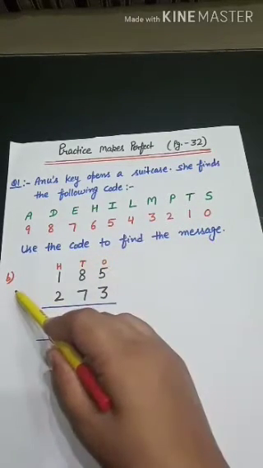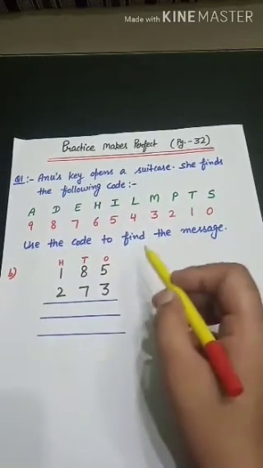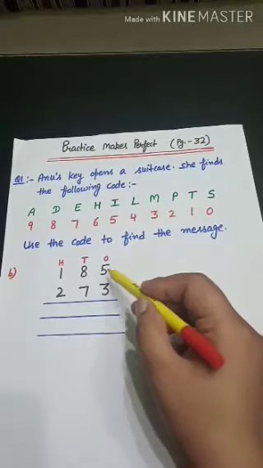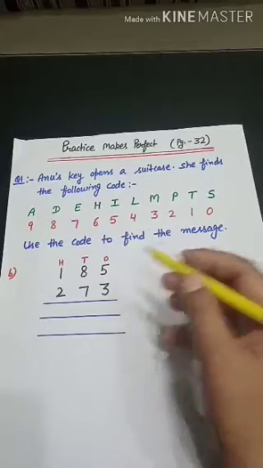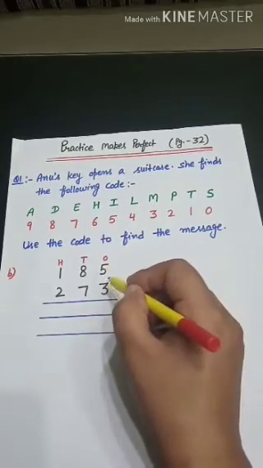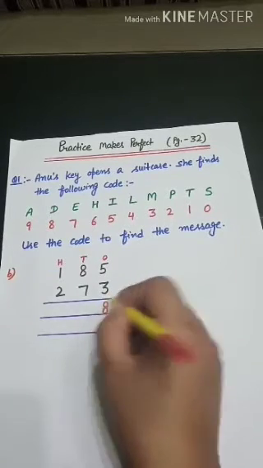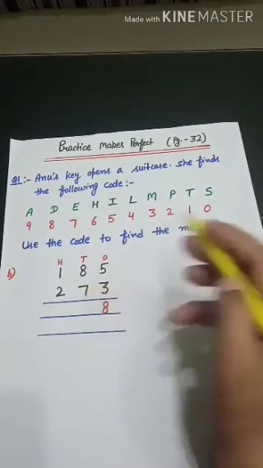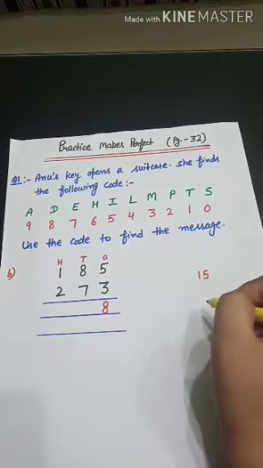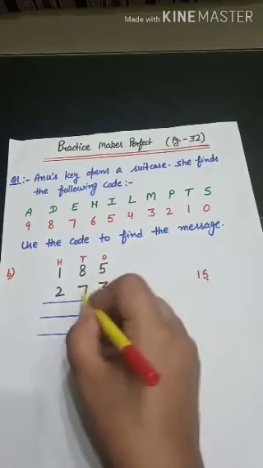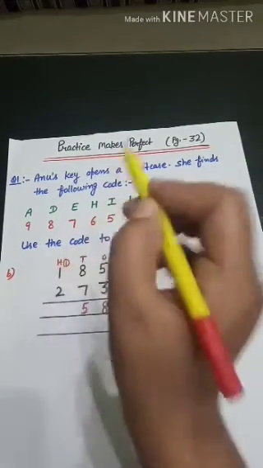I am solving B part here. Rest of the parts you will solve yourself. Now what we have to do, we have to add the numbers first. So stepwise we will add the ones first. 5 plus 3 is, yes, 8. Then 8 plus 7 is, when you will add these two numbers you will get 15. So we will write down 5 here and 1 is carried over in the hundreds column.